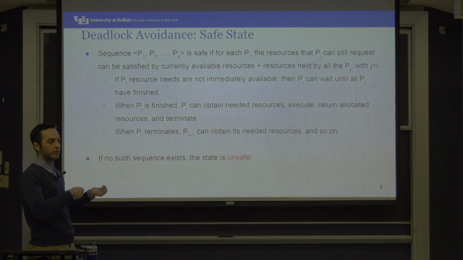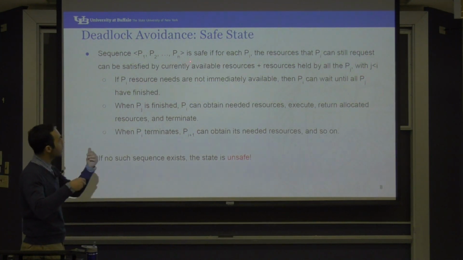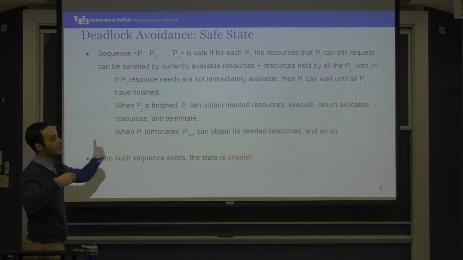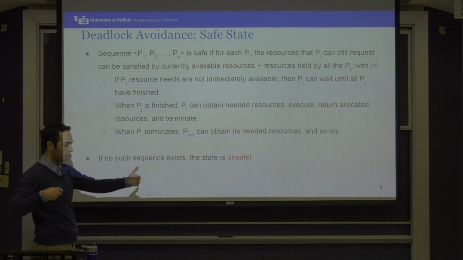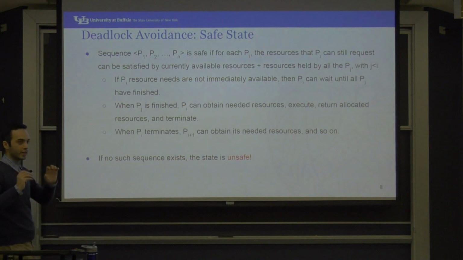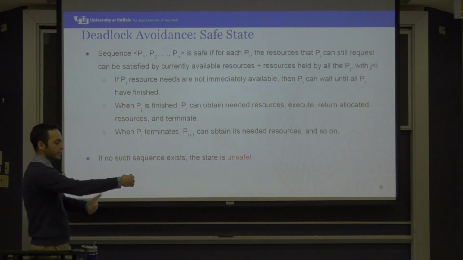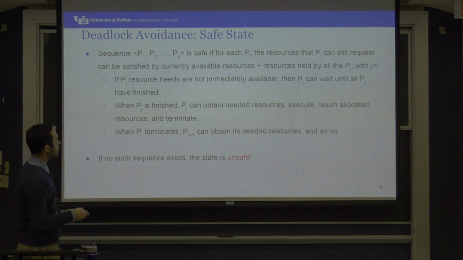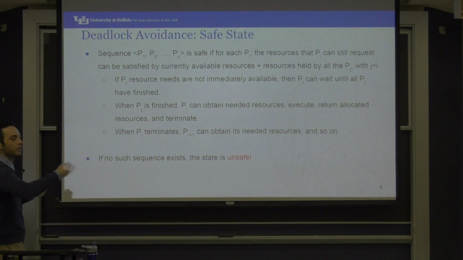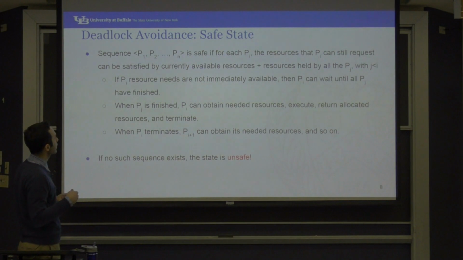The P3's request can be satisfied, and so on. And then this is the sequence. That's why it's a sequence. So one at a time, at worst case, we can make all the other processes wait, and one at a time let them finish. All right. So then all of them can finish, and then it's safe.